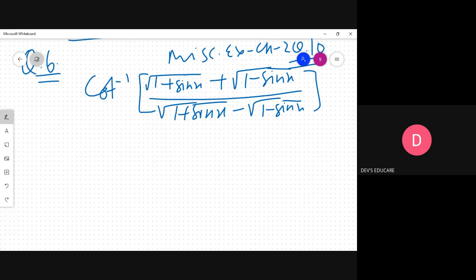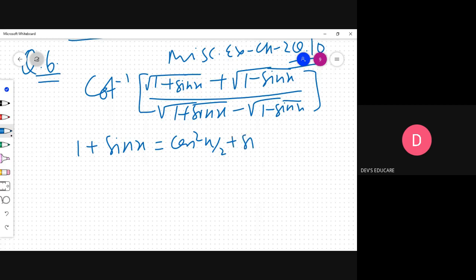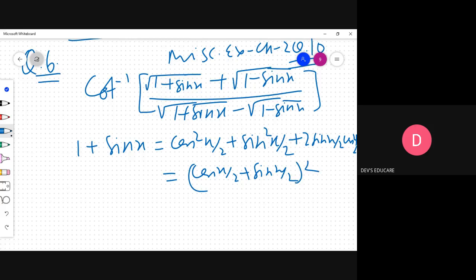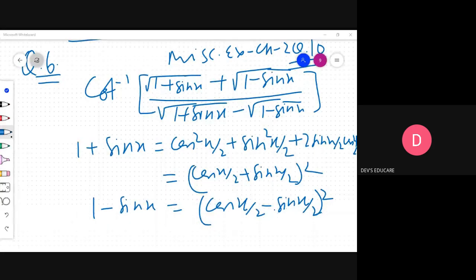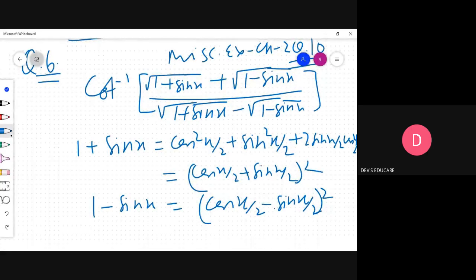So what we do? We can rewrite 1 plus sin x as cos square x by 2 plus sin square x by 2 plus 2 sin x by 2 cos x by 2, which is cos x by 2 plus sin x by 2 whole square. And similarly, 1 minus sin x equals cos x by 2 minus sin x by 2 whole square. Got it? Cos square x by 2 plus sin square x by 2 is 1, and sin x can be written as 2 sin x by 2 cos x by 2.